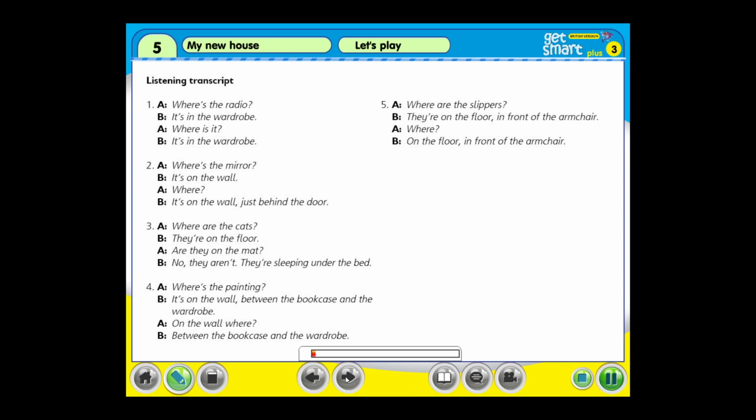Module 5. Workbook. Let's play. Activity 1. Listen and draw a line.